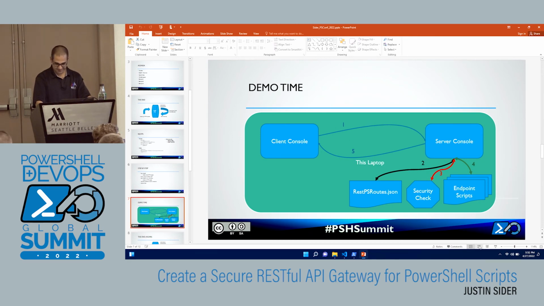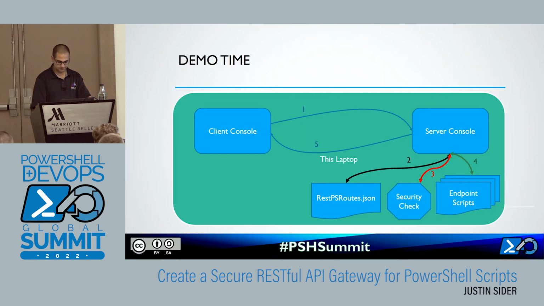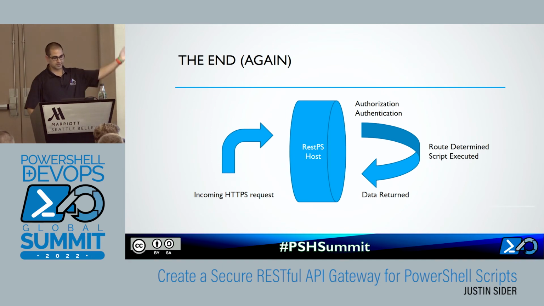All right, let's go back to this real quick. Here's the end again, right? We have an incoming HTTP request. It goes to the REST host. We inspect the request for whether or not that user should have access. We determine the route, we run the script, and then we return the data back to the user through the HTTP means.